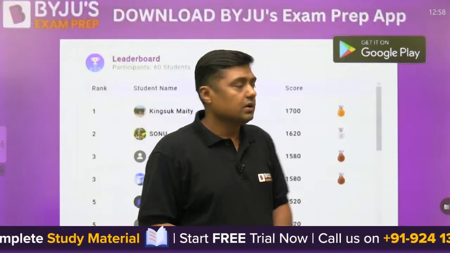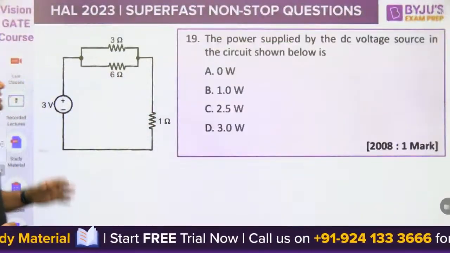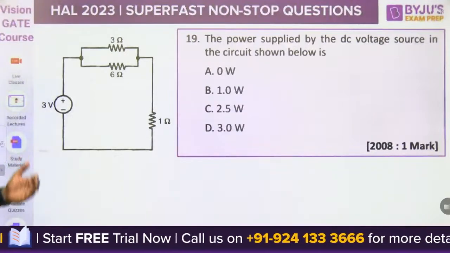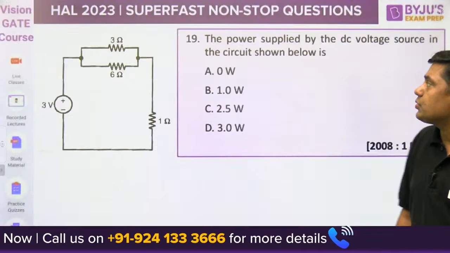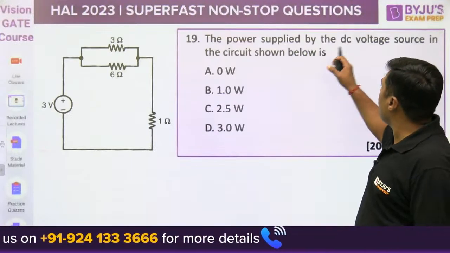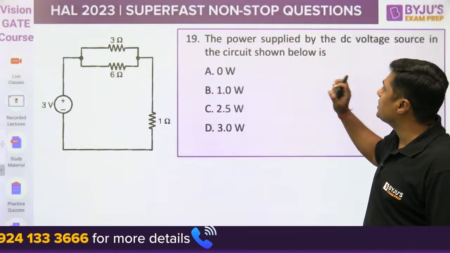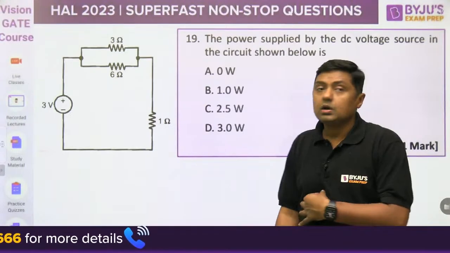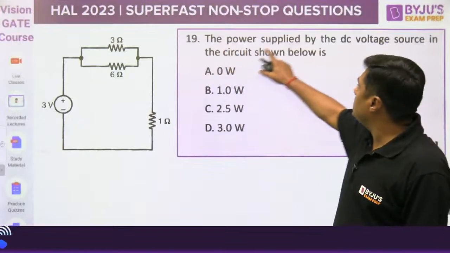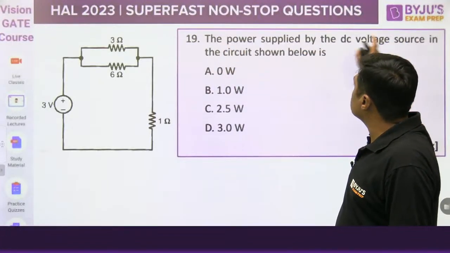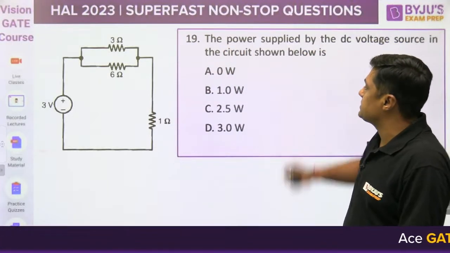Then now, as this is the first question from network, tell me what is the answer for this one. The power supplied by the DC voltage source in the circuit shown below is. Power supplied by. Then what is the answer for this one? Power supplied by the DC voltage source in the circuit shown below is.